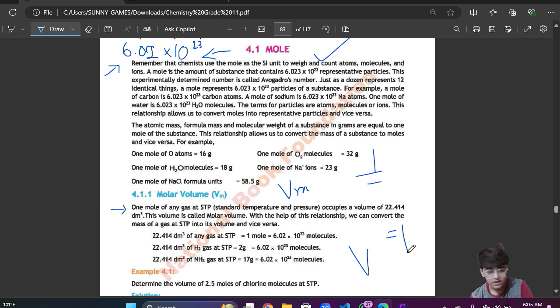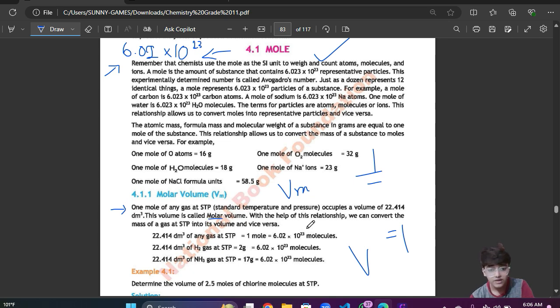I'm speaking throughout the information that isn't in this book. Again, this is the additional information you should know about it. Now, this whole scenario is called a molar volume.